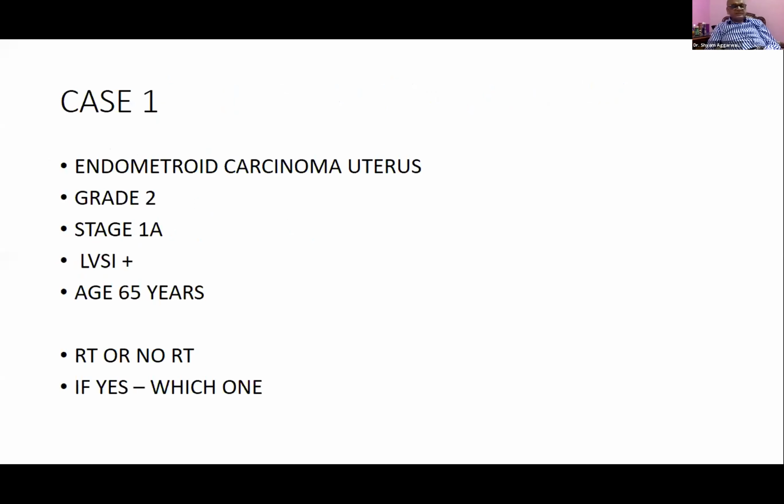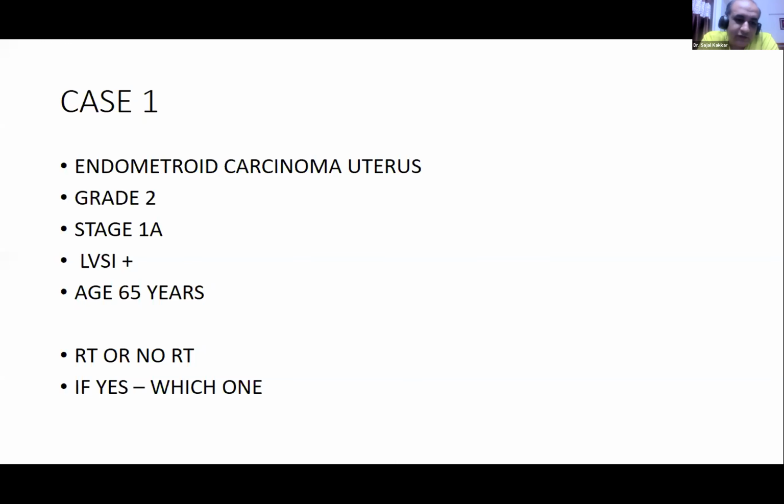So this is a patient with endometrioid carcinoma of the uterus, grade 2, stage 1A, which is less than 50% invasion, and there is LVSI. Age is 65 years. Dr. Sajal, please. Dr. Sajal is the radiation oncologist, right? Yes, sir. A very good evening to everybody.